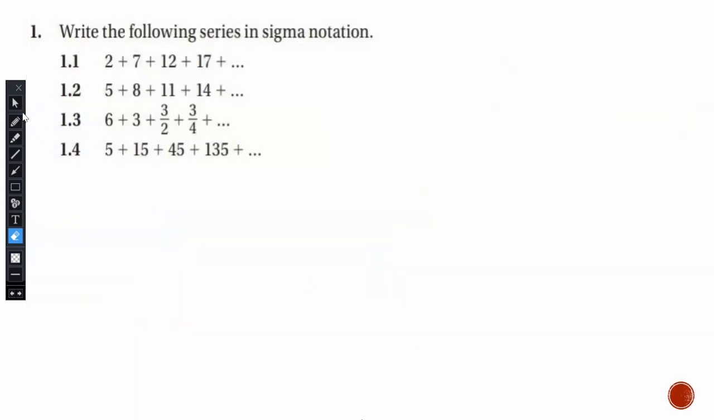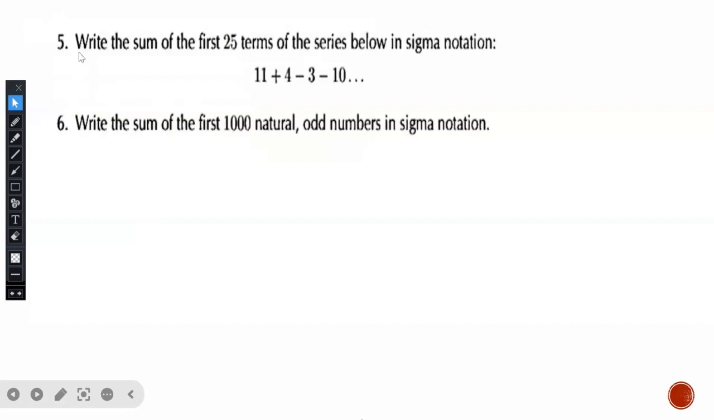Okay, so let's then proceed. It says number 5, write down the sum of the first 25 terms. So we can see with this one, we are given the number of terms, meaning it is possible for us to find the sum. So write the sum of the first 25 terms of the series below in sigma notation. So now this is all the way up until the 25th term, right?